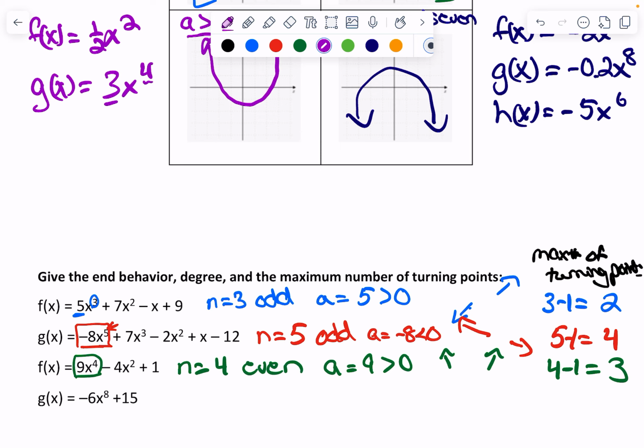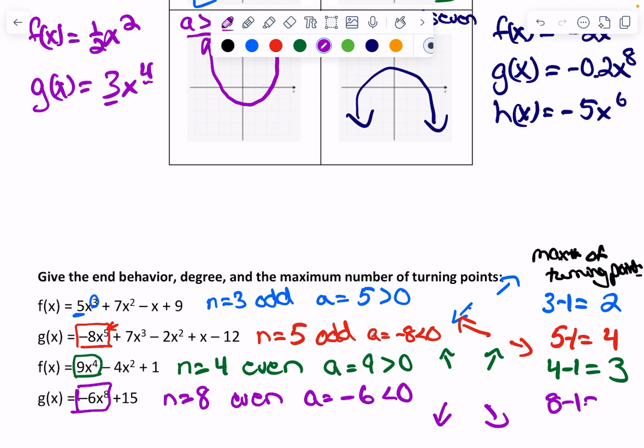Okay, next one. Again, we have to make sure that the largest exponent is first, so our degree n is going to be 8. That is still an even. Our a is -6, which is less than 0. So we have an even, which means that the ends are going the same way, and since a is negative, they're going to go down. Maximum number of turning points is going to be 8 minus 1, which is 7.